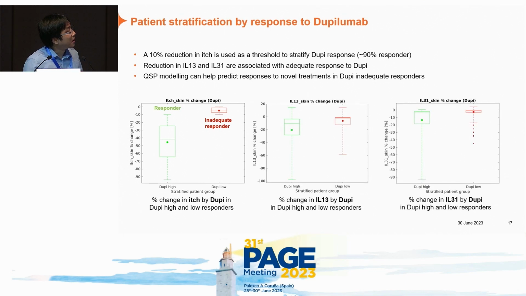And here I focus on the biomarker changes after treatment for these two groups. So on the left, you see the IL-13 reduction is associated with treatment response. So that's kind of expected. On the right, we see also IL-31. There's also an association with the treatment response.